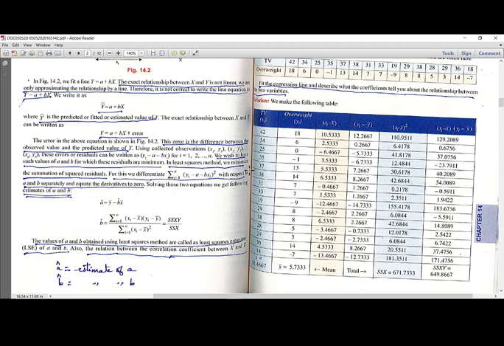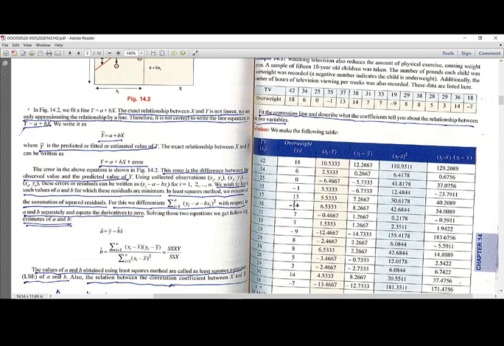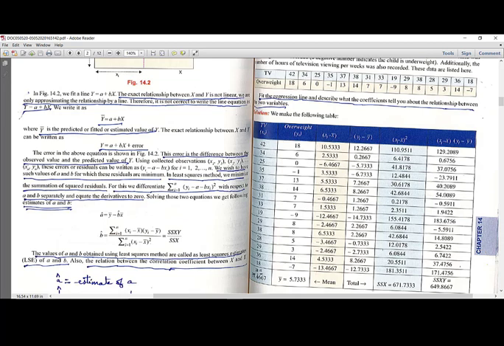Here we have to identify which one is the study variable and which one is the explanatory variable. In other words, which is the dependent variable and which is the independent variable. Here, the dependent variable is overweight, so it is written as yi. And the independent variable, the number of hours of watching TV, is written as xi. From these values, we calculate the average of x as 31.4667, and from this column, the mean value of y as 5.7333.